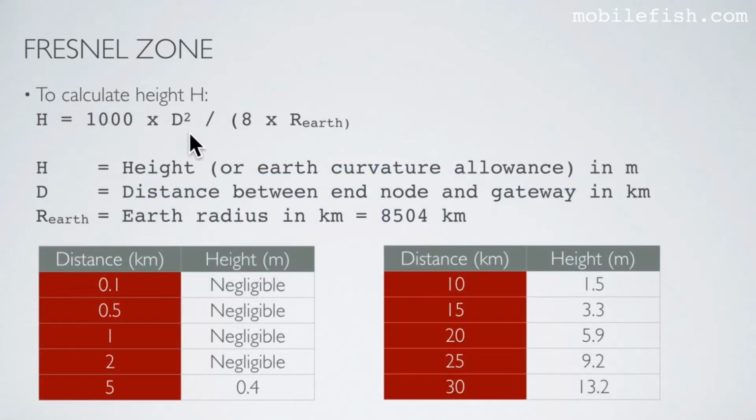To calculate the height, you can use this equation. Here are some calculations. If the distance between end node and gateway is 2 kilometers, then the height is negligible. But if the distance is 5 kilometers or more, then the height plays an important role. As you can see, if the distance is 30 kilometers, the height is 13.2 meters.